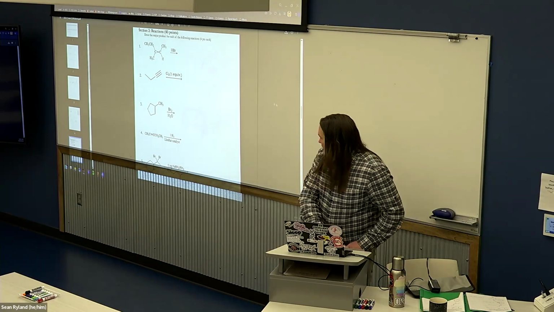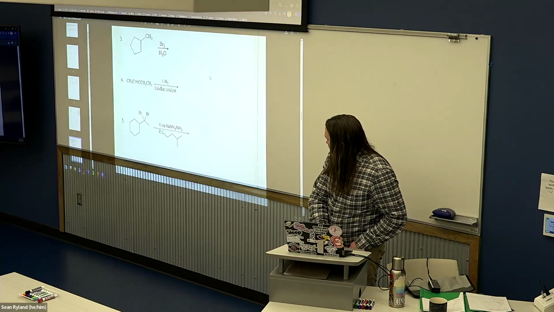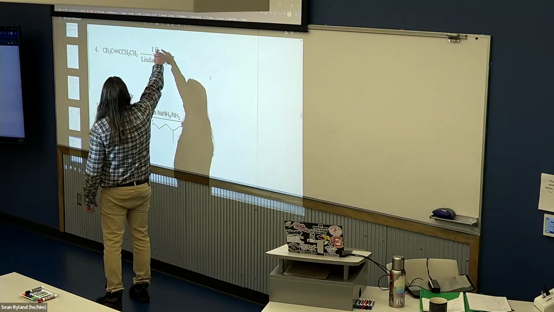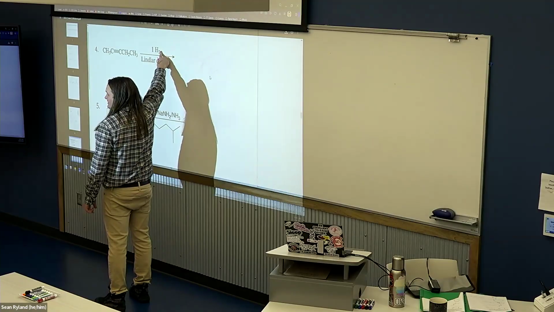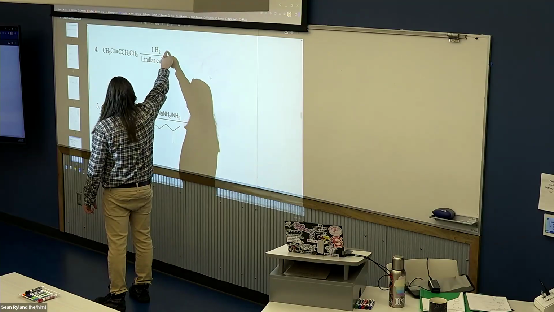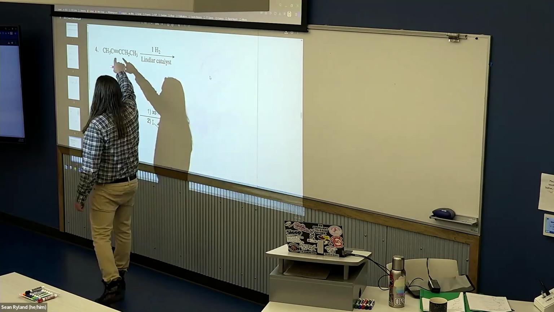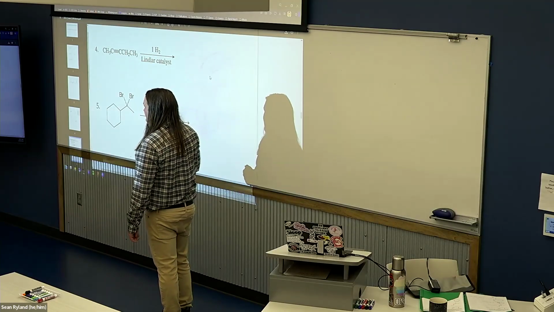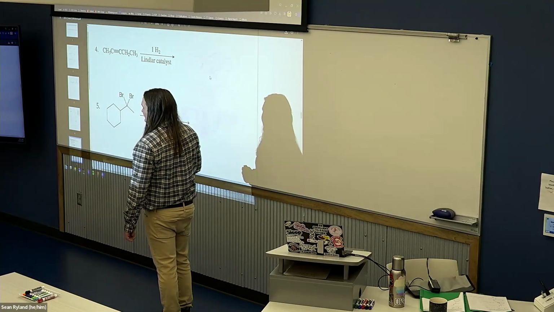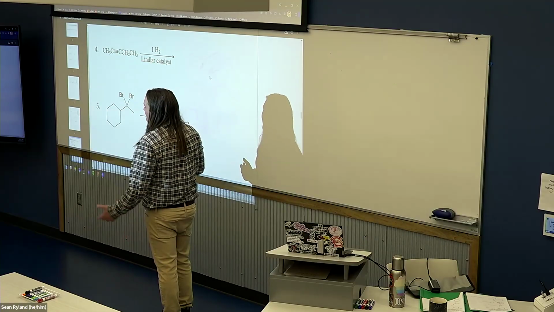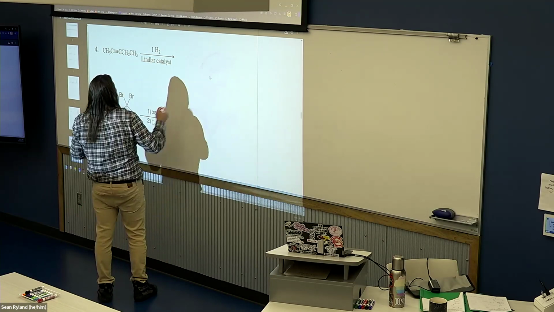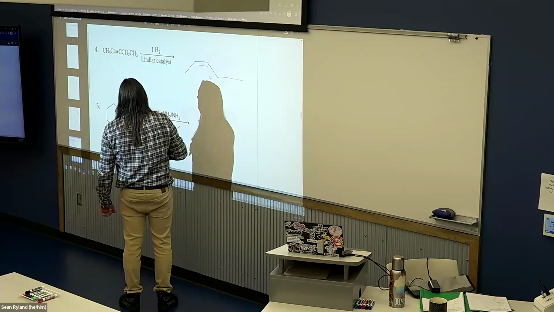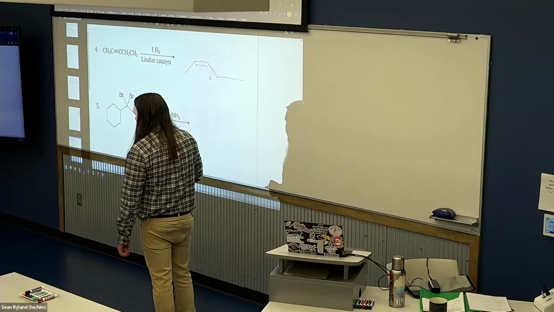Lindlar's catalyst does what? And 1 equivalent of hydrogen. That's your other clue. 1 equivalent of hydrogen means we're going to partially hydrogenate. And Lindlar gives us the cis or trans? Cis. So we get the cis. So 1. So we're going to get that molecule.